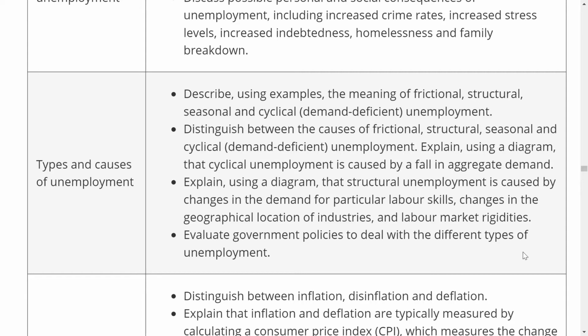Other forms of frictional unemployment could be that you have just been fired from a job, or you have just left the job and you're currently seeking another job. That's also what we refer to as frictional unemployment. Now, the last type of unemployment, cyclical unemployment, is the bad type of unemployment.